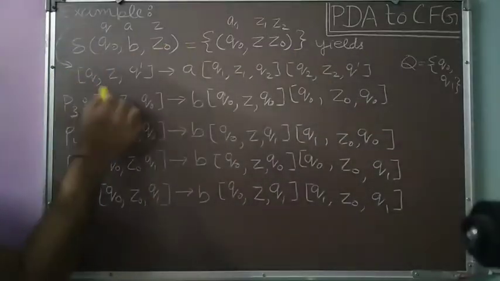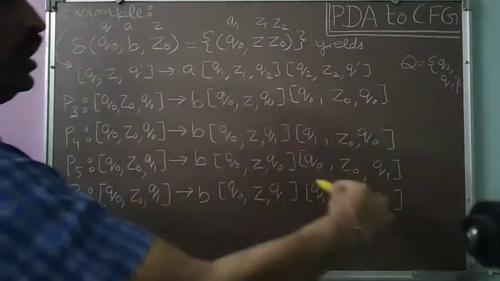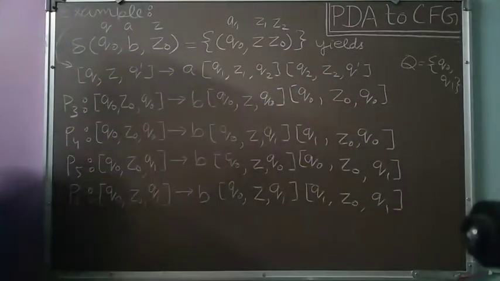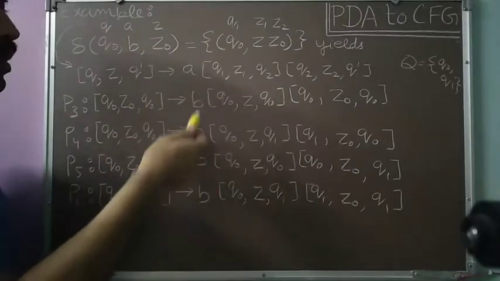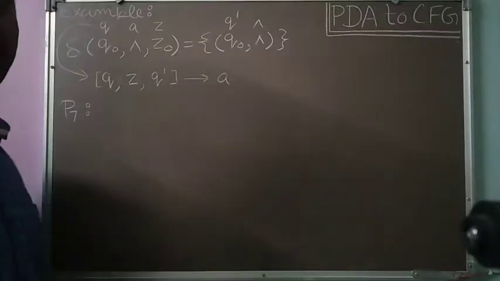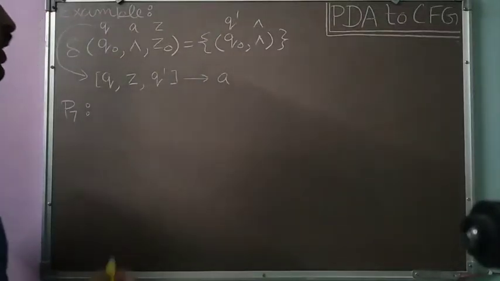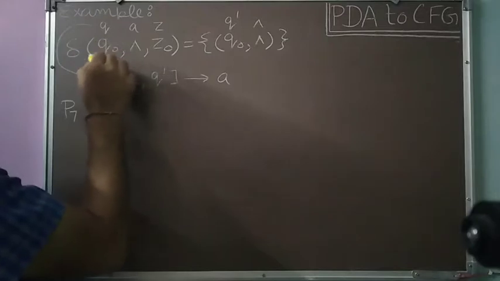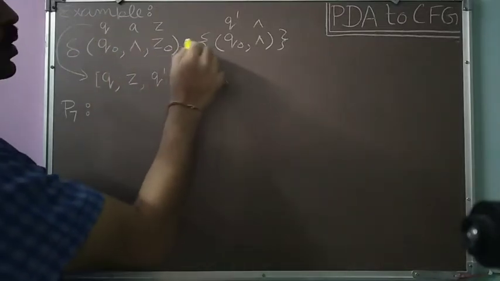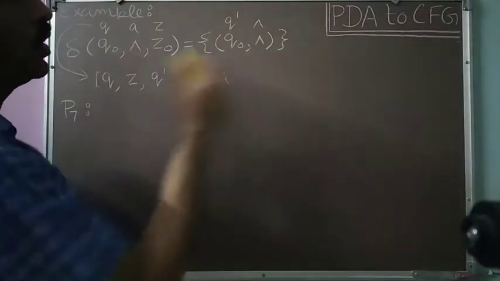So you write the format and then you fill the values in the format. If you do it systematically, you will be able to find your productions easily. Now we take the second transition from our transition function delta. The second transition is delta(Q0, null, Z0) = (Q0, null).